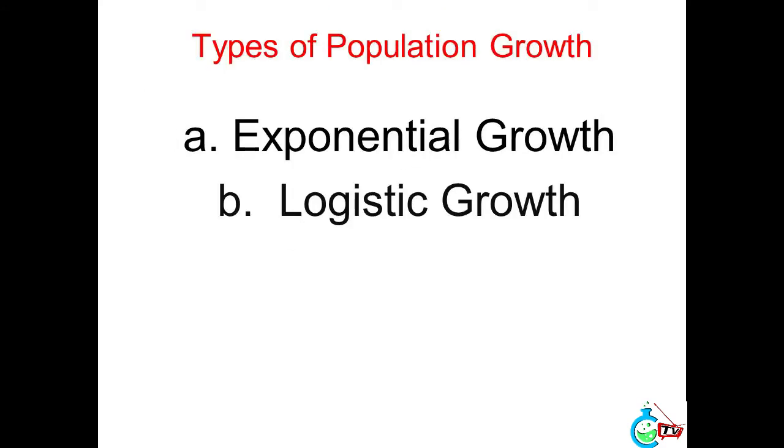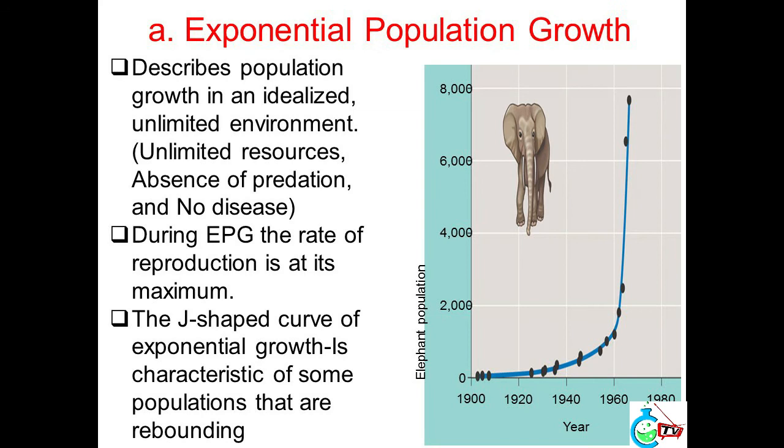Types of population growth. A. Exponential growth. B. Logistic growth. A. Exponential population growth describes population growth in an idealized, unlimited environment. Unlimited resources, absence of predation, and no disease. During exponential population growth the rate of reproduction is at its maximum. The J-shaped curve of exponential growth is characteristic of some populations that are rebounding.